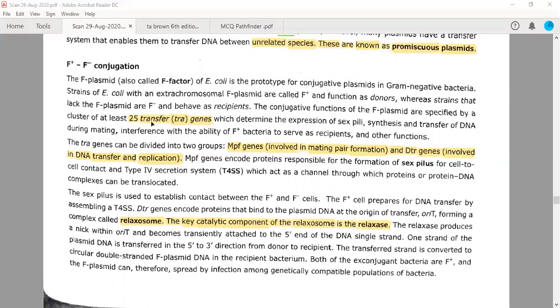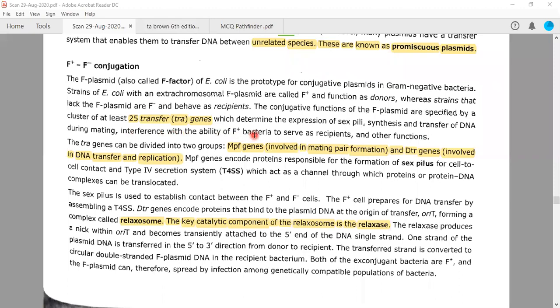What is their role? Their role is to determine the expression of these pilus-like structures which are required for direct contact, or to make a cytoplasmic bridge between two bacterial cells. They are also required for synthesis and transfer of DNA during mating. So it is required for the transfer of genes or the DNA during this mating process via the sex pilus.